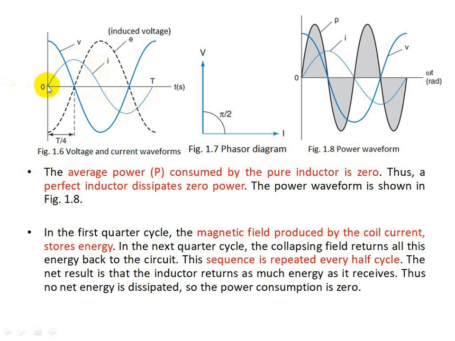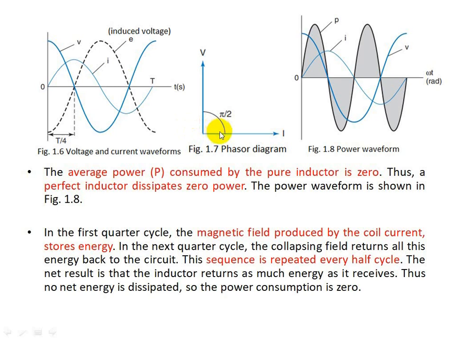So if you see the voltage waveform at omega t equal to 0, its value is maximum. And if you extend this backwards, the positive cycle will start at 90 degrees before omega t equal to 0. That is somewhere here. So here we find that voltage is leading the current by 90 degrees, or current is lagging the voltage by 90 degrees.